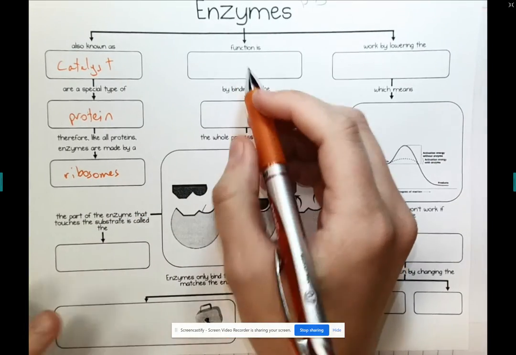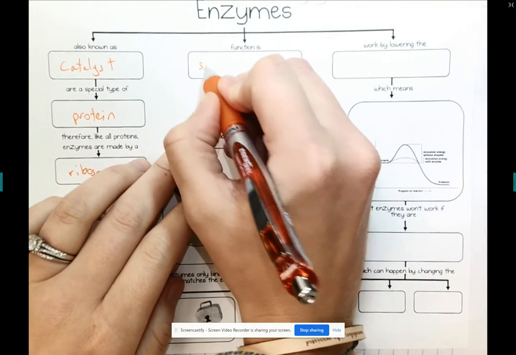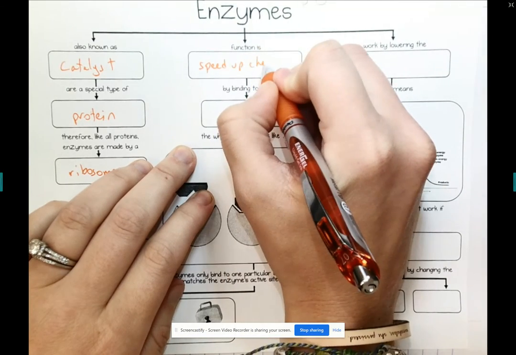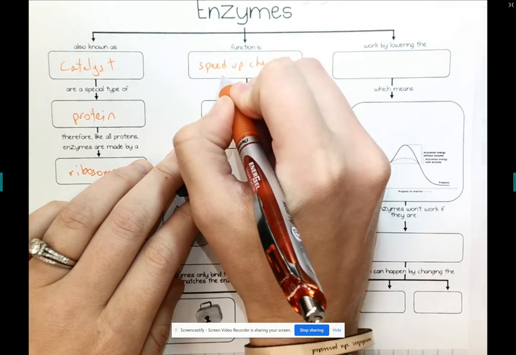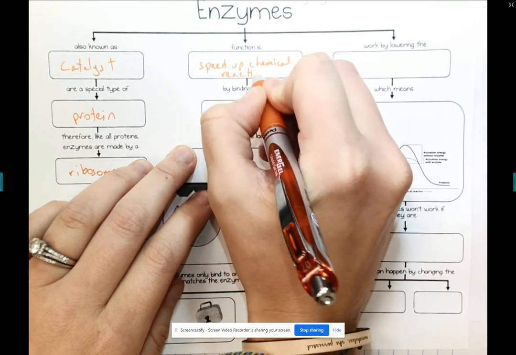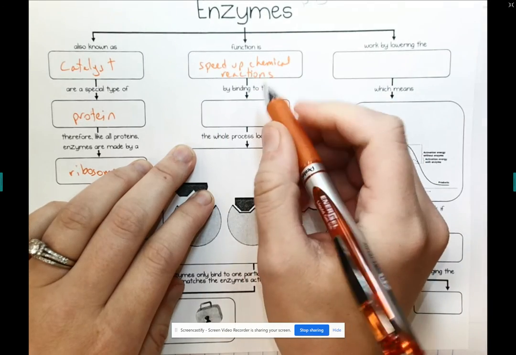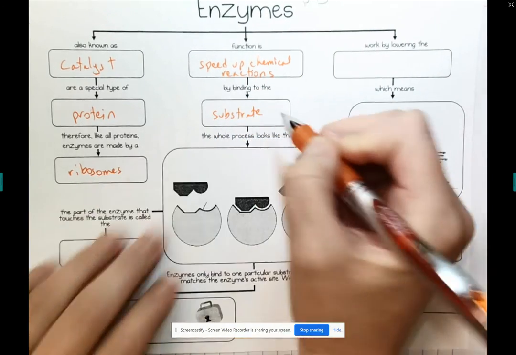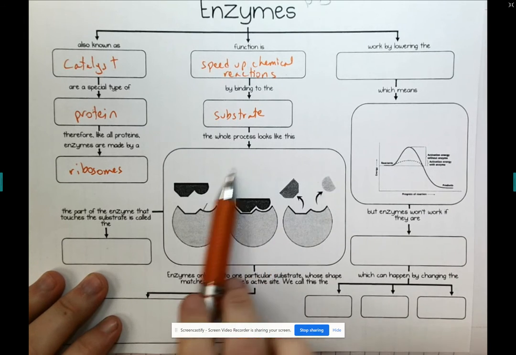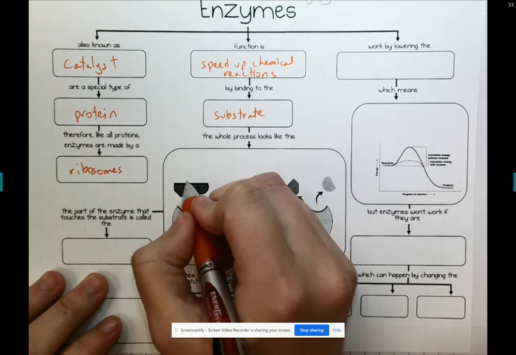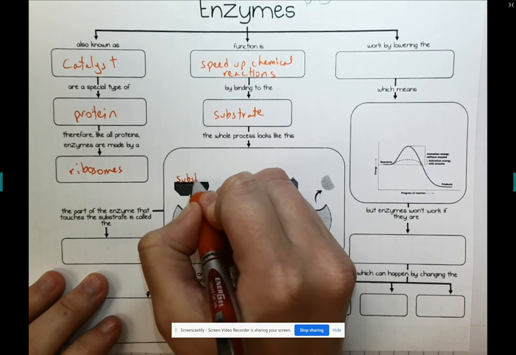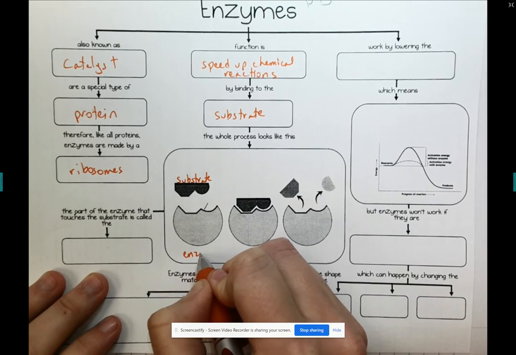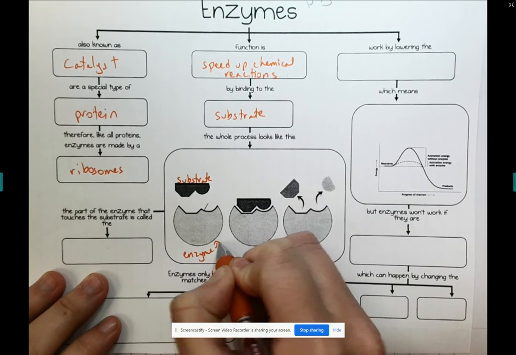The function of all enzymes is to speed up chemical reactions, and they do this by binding to the substrate, and the whole process looks like this. So this would be our substrate. It would bind to the enzyme, right? That's what this whole thing is.